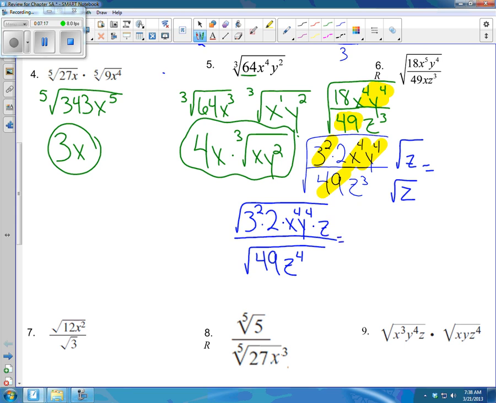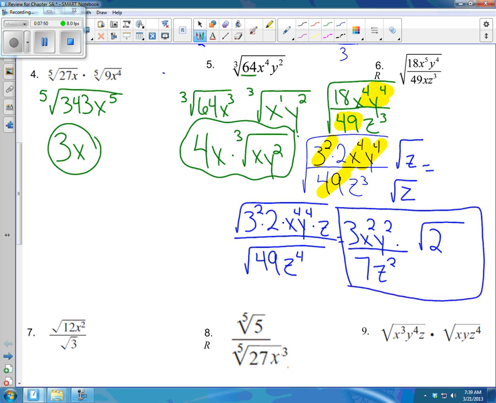So again, the 49 is now perfect. The square root of 49 is 7. The z to the fourth is perfect. That's z squared. In the numerator, we had said the 3 squared is perfect. The square root of 3 squared is 3. The 2 is not perfect, so that will be staying in there. So I'm going to go ahead and make my not perfect bracket over there. And the x to the fourth and the y to the fourth are perfect. They'll come out as x squared and y squared. So when I'm done, this is my final answer for number 6.